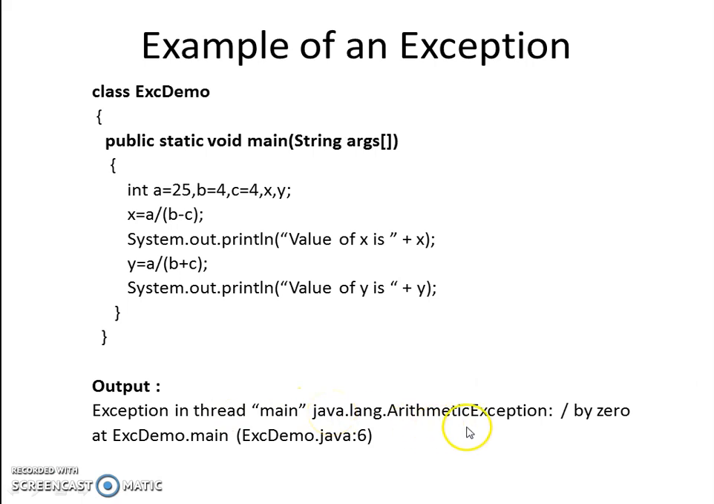This will show the type of exception that has occurred, like division by 0. It will display the class name, then the method name. It will also display the name of the file, and the line number at which the error has occurred.